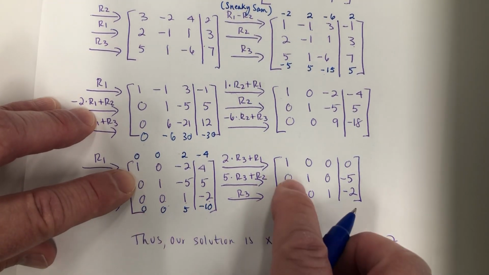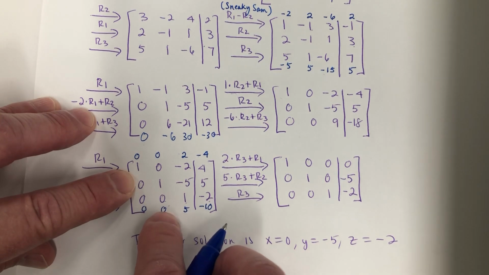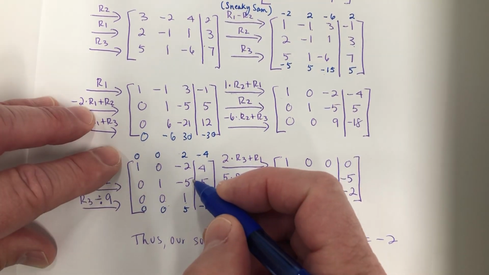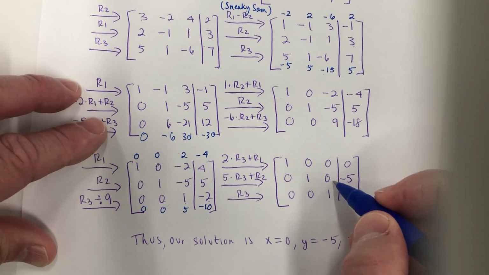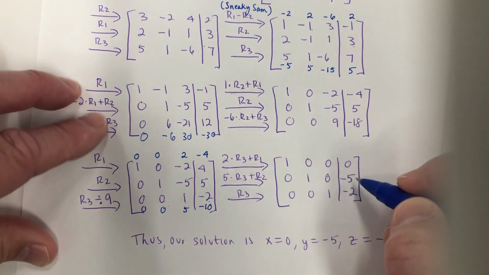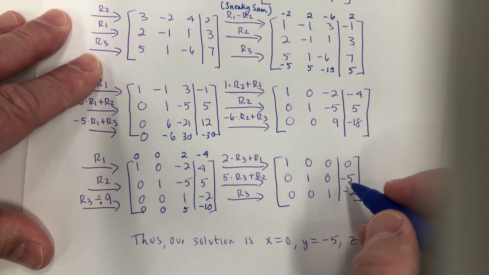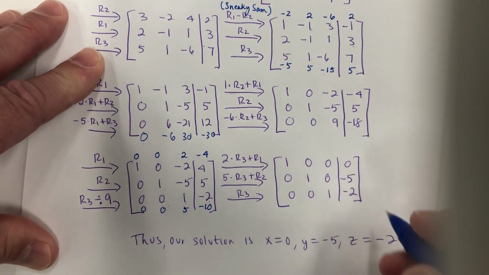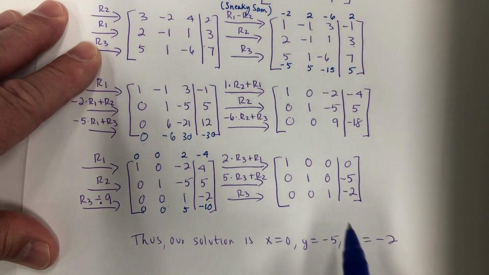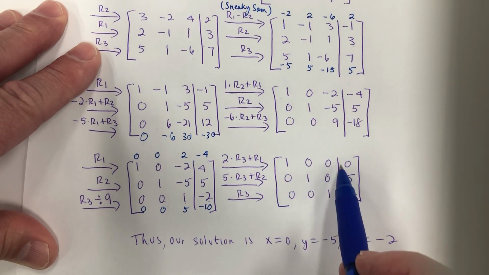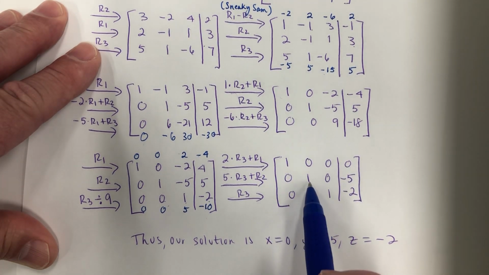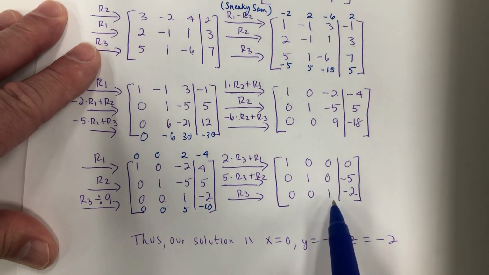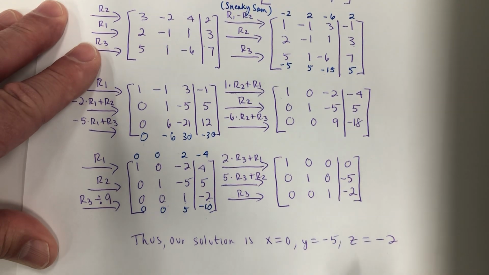0 plus 0 is 0. 0 plus 1 is 1. Negative 5 plus 5 is 0. Positive 5 minus 10 is negative 5. And we leave row 3 alone. And there is our final matrix. And we can simply read off the solution. x equals 0, y equals negative 5, and z equals negative 2.